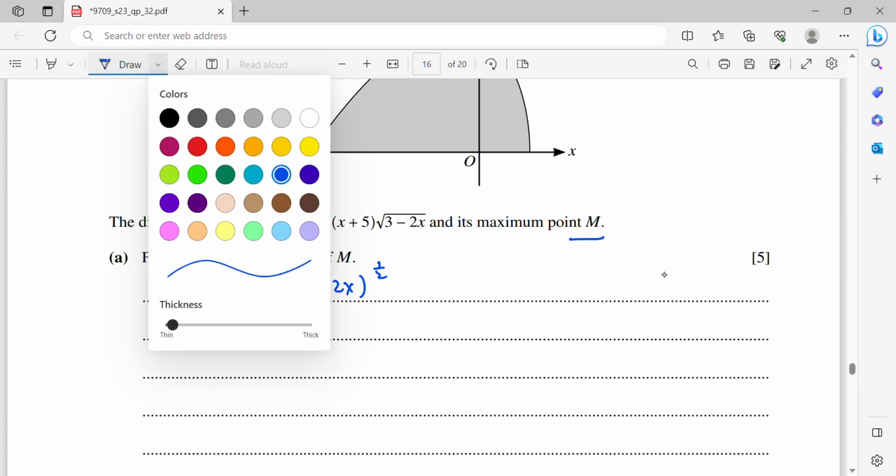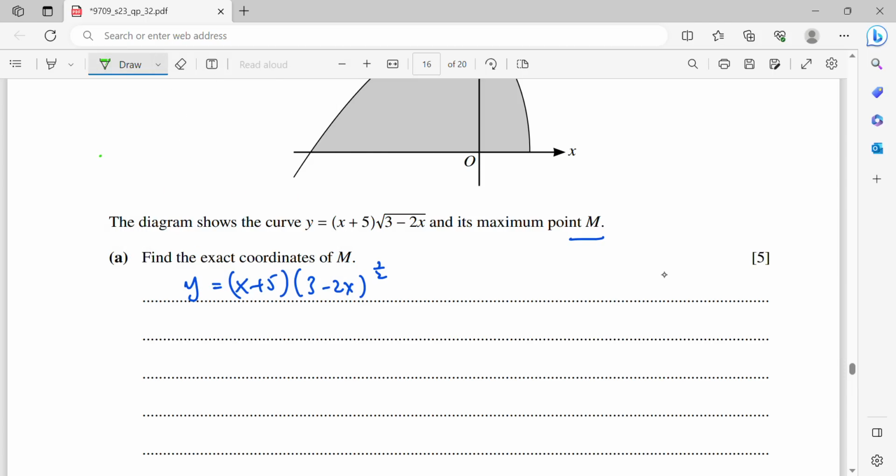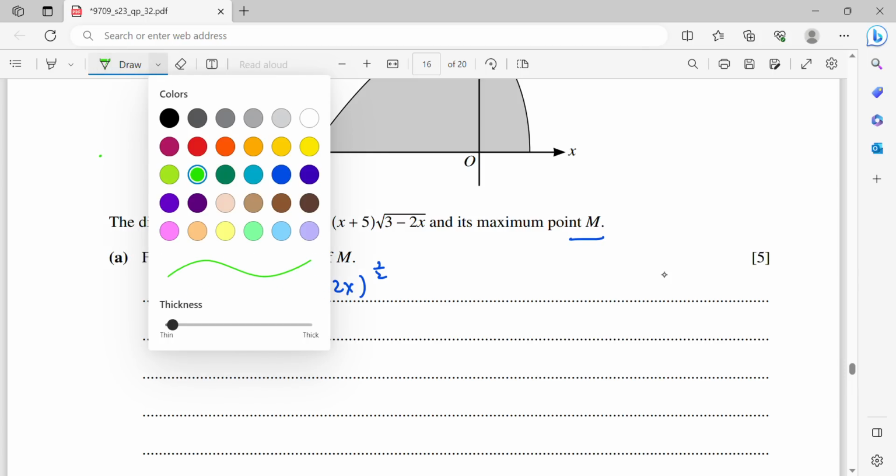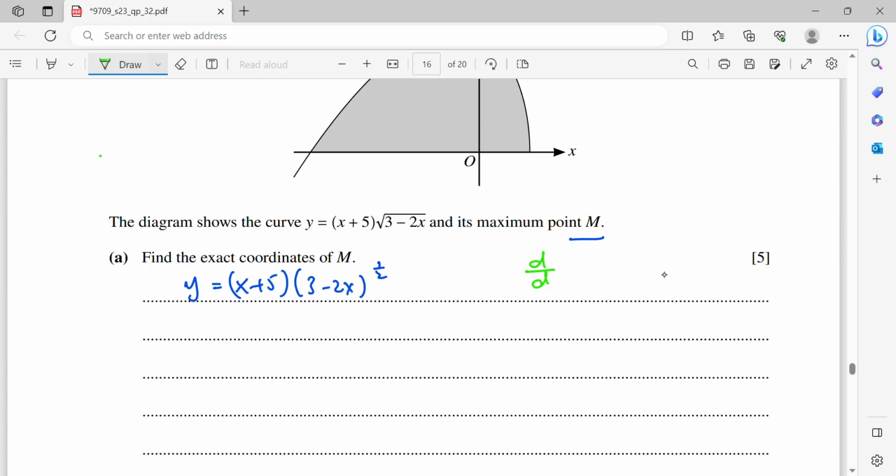So, when you differentiate product of two terms, again, I will be using the product rule. So I will write down the product rule over here. d/dx of uv equals uv prime plus vu prime. Then I will let my first term be u.